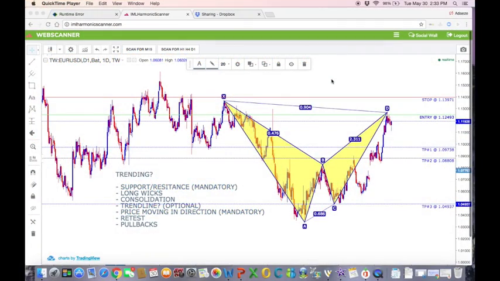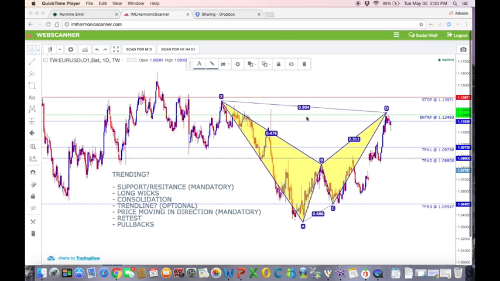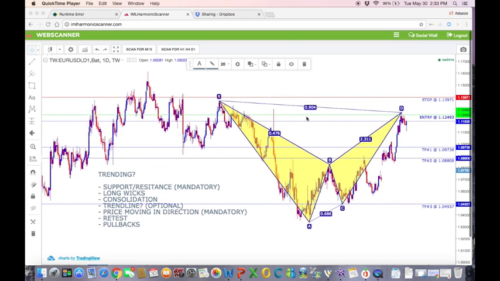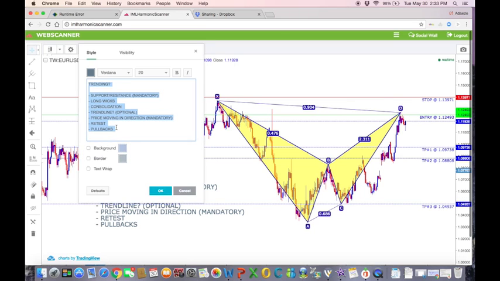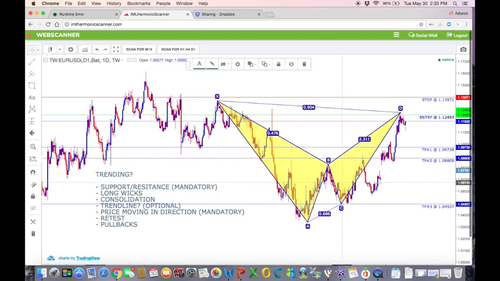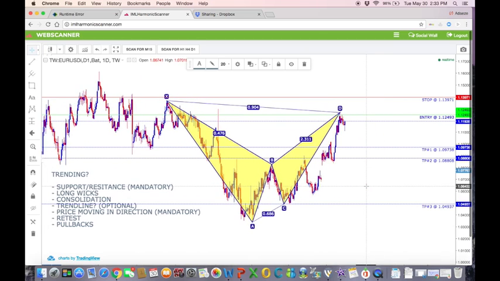Okay, so right now we are looking at Euro USD. We're going to use this harmonic scanner to see if this trade is a trade worth taking based off of our criteria. I'm actually going to look at a couple of them with you. So let's go ahead and take a look at this. Before I do that, let me just make sure this is ready to go. All right, first thing, the harmonic scanner.